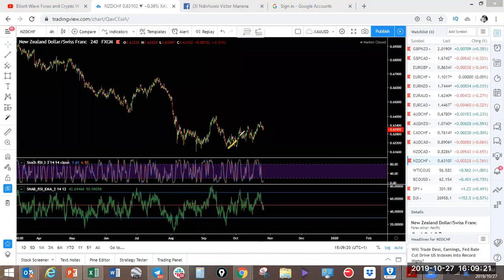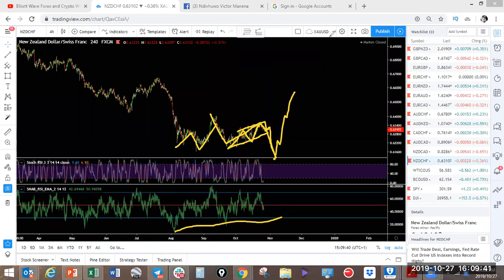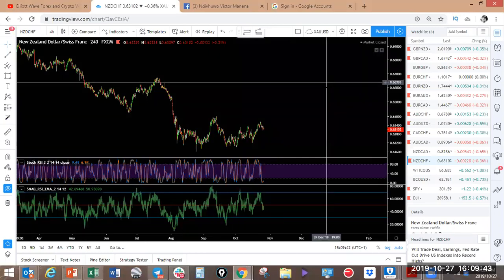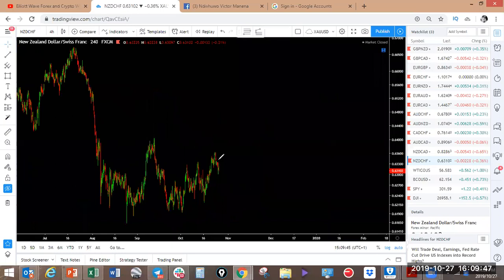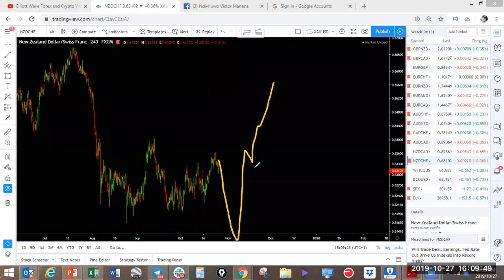New Zealand CHF. 1, 2, 3, we should get a move to the downside. Take it down, that is your structure. You got that, and it moved down. You got this, expect this to the downside. After that, you should get a move to the upside. It's a lot of clear structures on the market currently. Even if we get this to the downside here, we're still going to push higher.